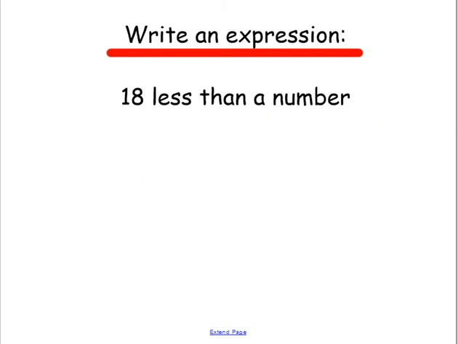All right? Let's try another one. 18 less than, that's minus, a number. So this time I'm going to use p. Okay, 18 less than a number. This is where you have to be careful with subtraction. I am taking 18 away from p. So it's going to be p minus 18.